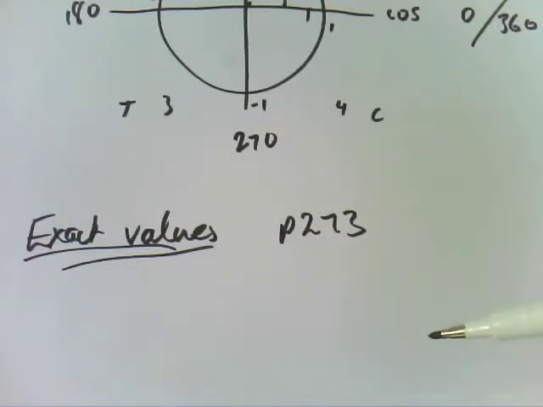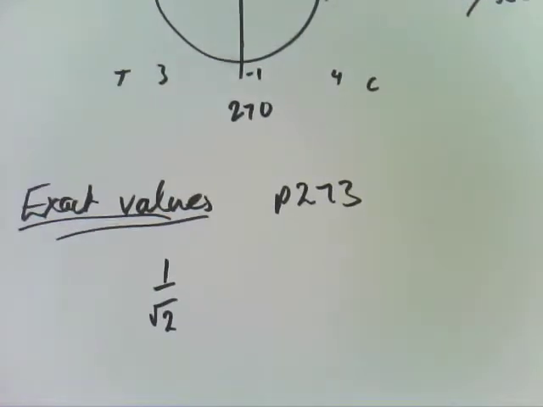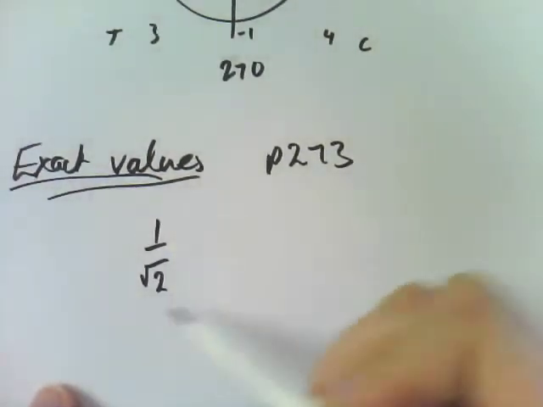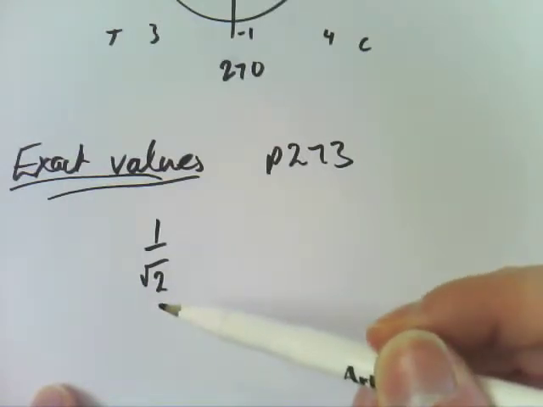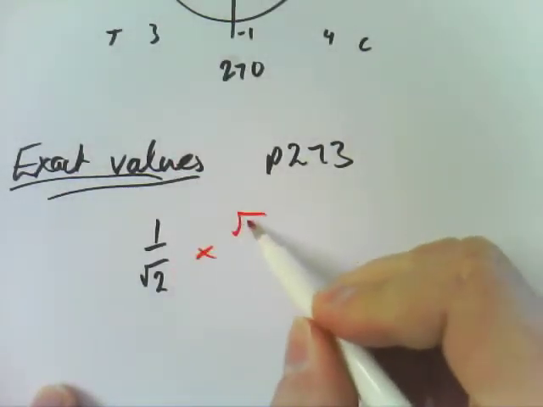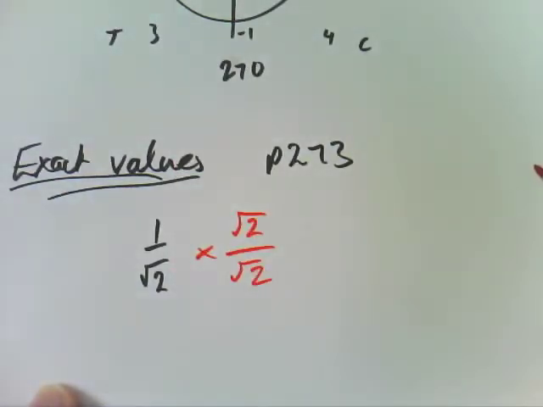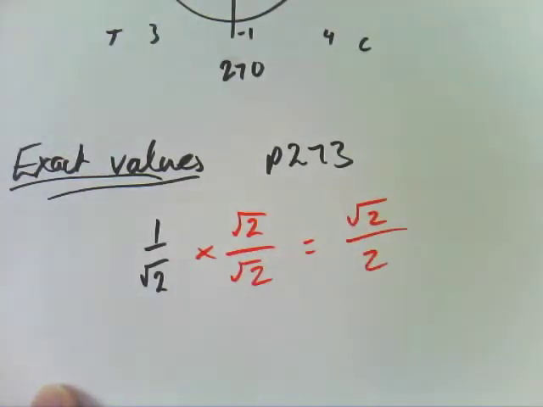You'll also notice that these exact values have all been rationalised. In that table they are rationalised. In the back of the book I've noticed that sometimes they leave them as irrational, not rationalised. So 1 on root 2, one thing they don't like is square roots on the bottom. What you end up doing, and I'll show you how to rationalise really quick, is you multiply by root 2 over root 2. So you end up with root 2 over 2.